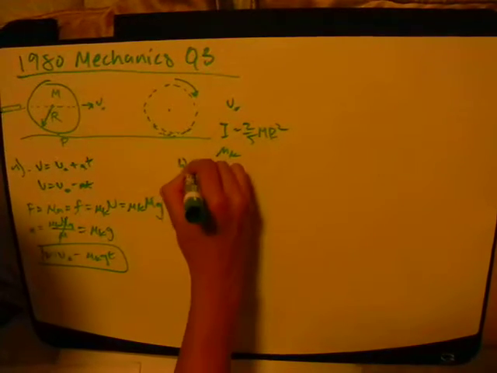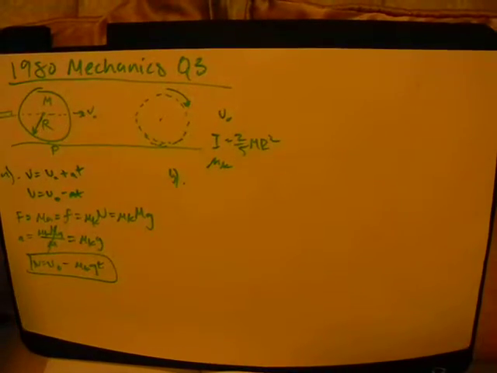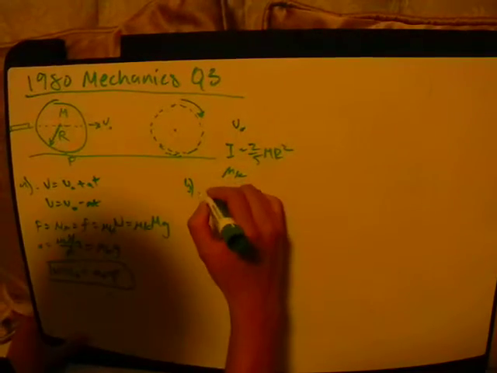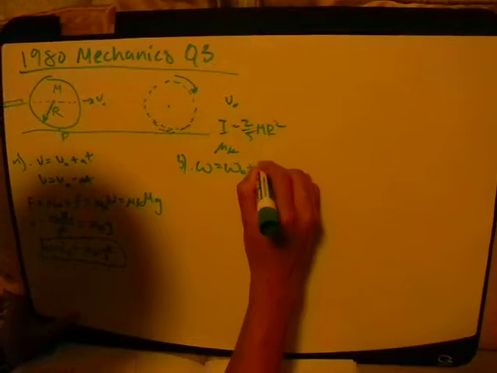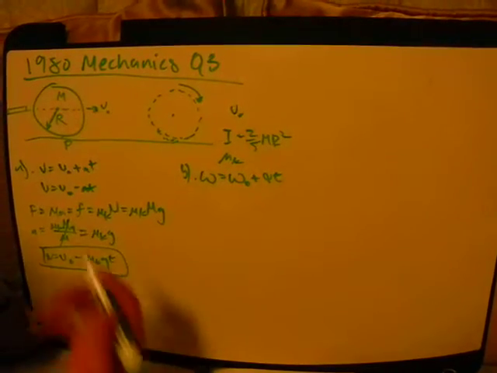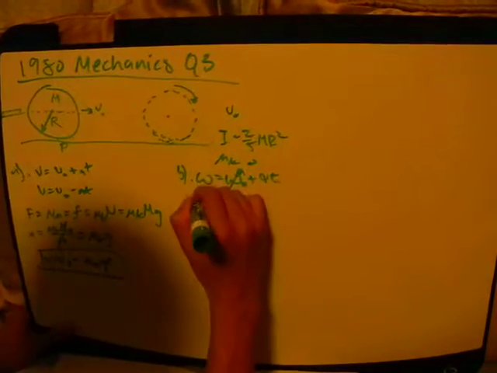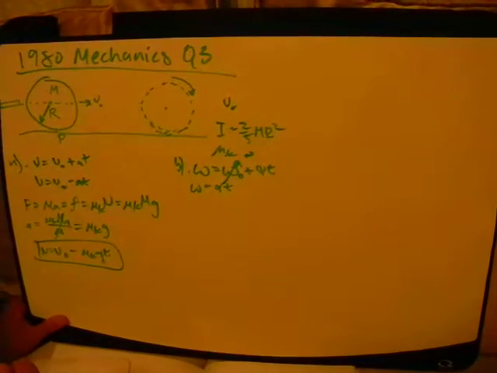We're asked to develop an expression for angular velocity, omega. Okay, so angular kinematics: omega equals omega naught plus alpha t. In this case, there was no initial omega naught because it was initially pure translational. So this is 0, and we get omega equals alpha t. And we have to find alpha.